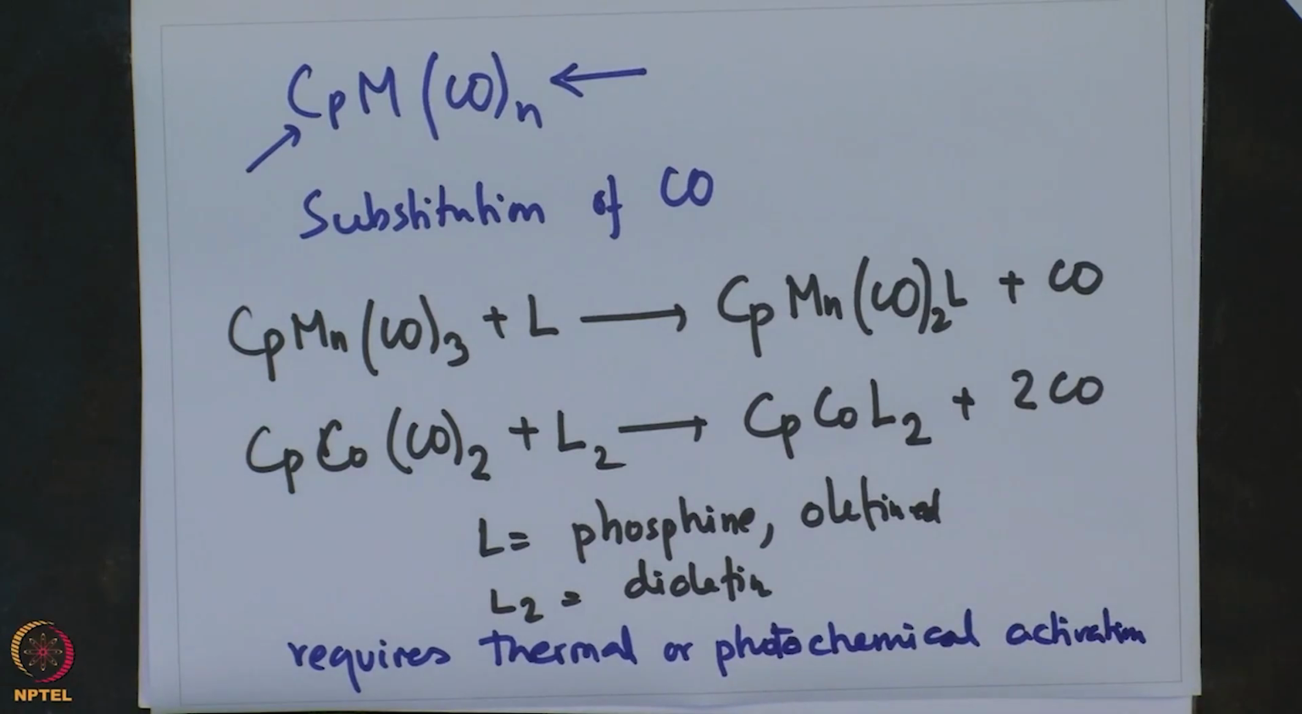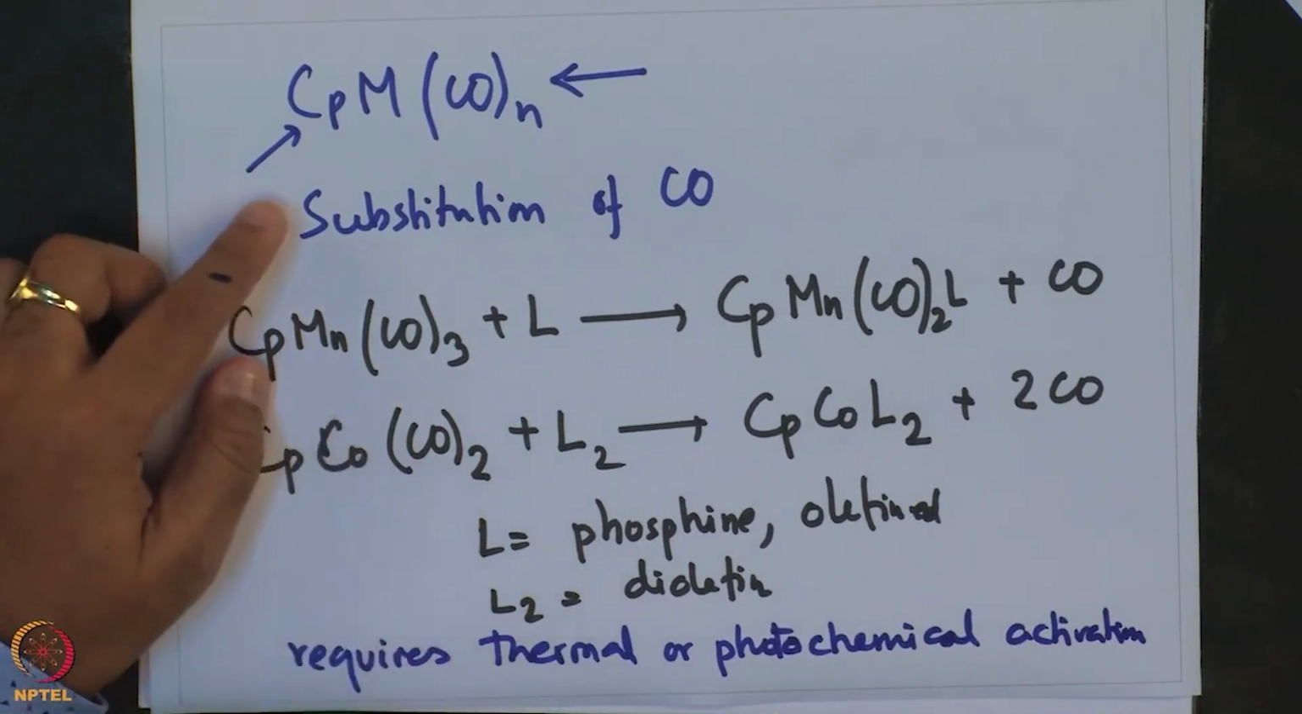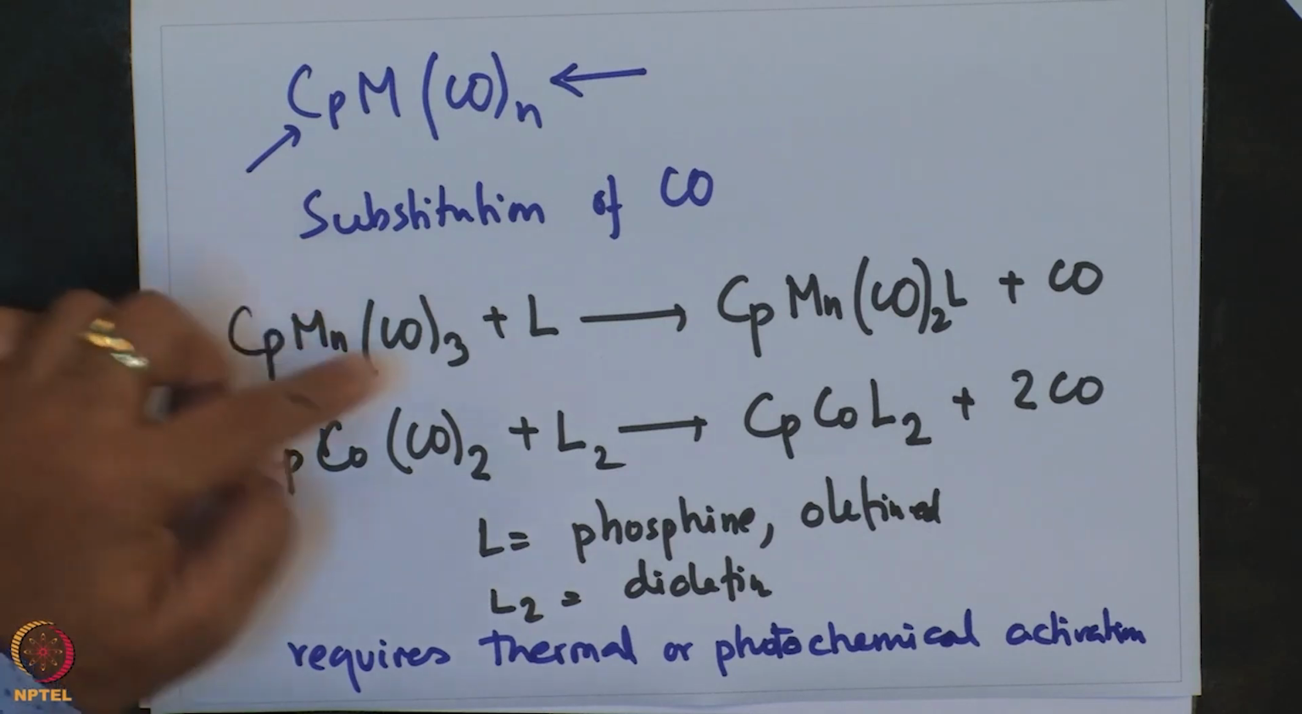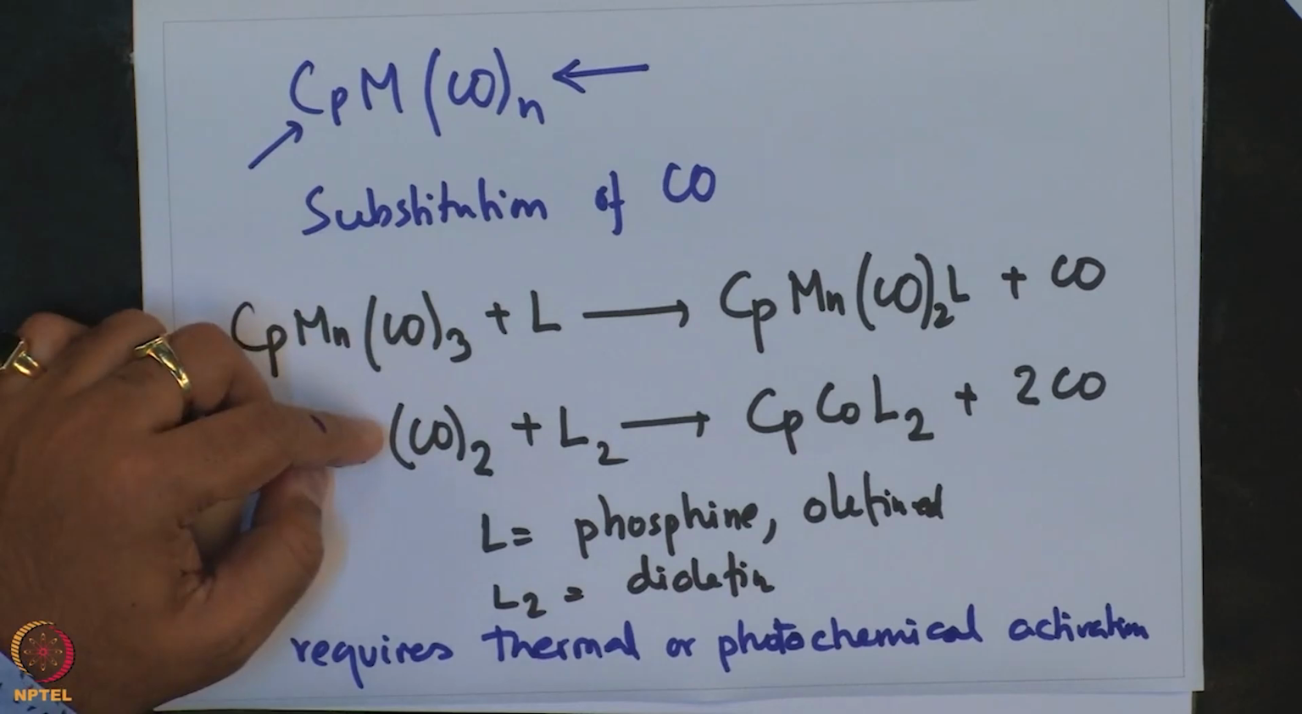So, we see that this Cp manganese carbonyl complex is heteroleptic in nature. Substitution not only at the Cp ring can be invoked, but also substitution of the carbonyl ligands can be done, and this is by replacing the carbonyl with other dative ligands like phosphines, olefins or diolefins, and the process would require temperature or photochemical activation.